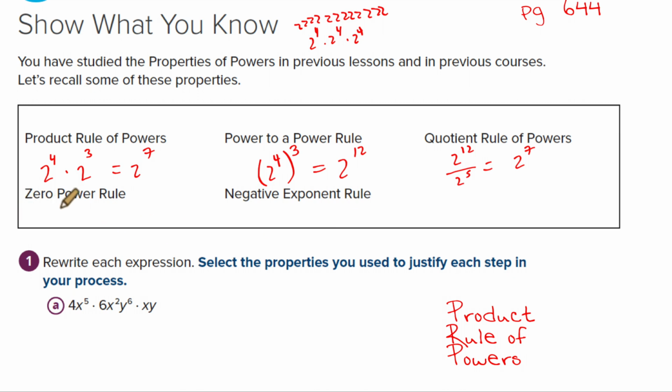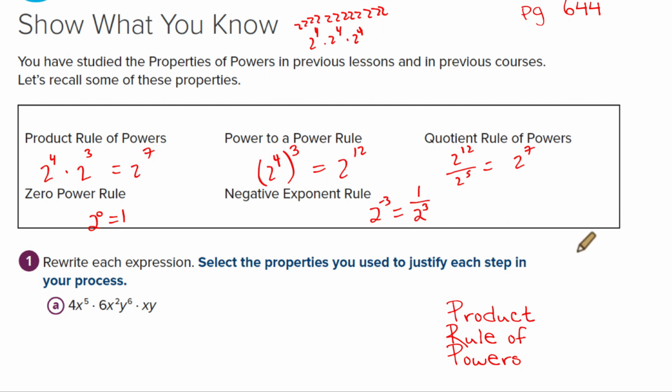Now, the 0 power rule, we know what that means. Anything to the 0 power equals 1. And then the negative exponent rule. Let's do 2 to the negative 3rd power. This one has been difficult for a lot of you to remember. A negative exponent means you can do 1 over that positive exponent if you change it from negative to positive. Another way of thinking about this is you can go from the bottom of a fraction to the top if you change the sign of the exponent. So if it's negative on top, you can put it in the bottom and make it positive.